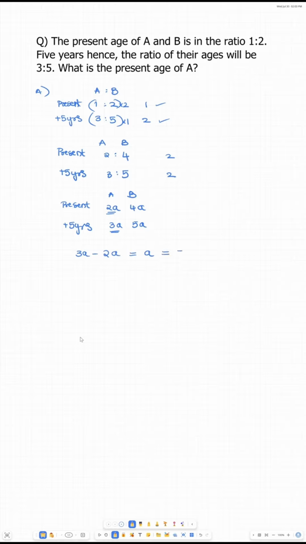A is 5 years. Present age of A is 2A, which is 2 times 5, which is 10. 10 years. This is how we can solve it easily.